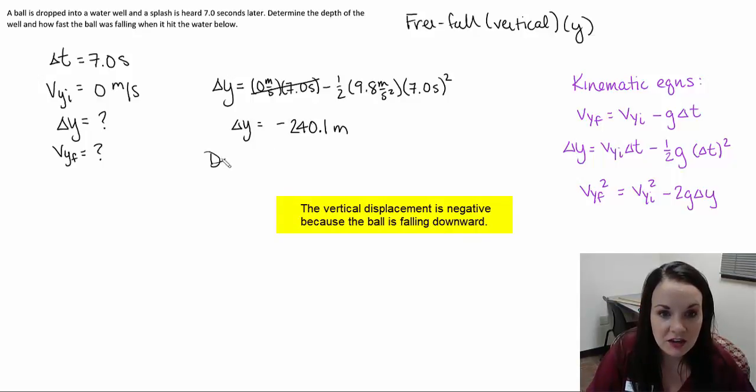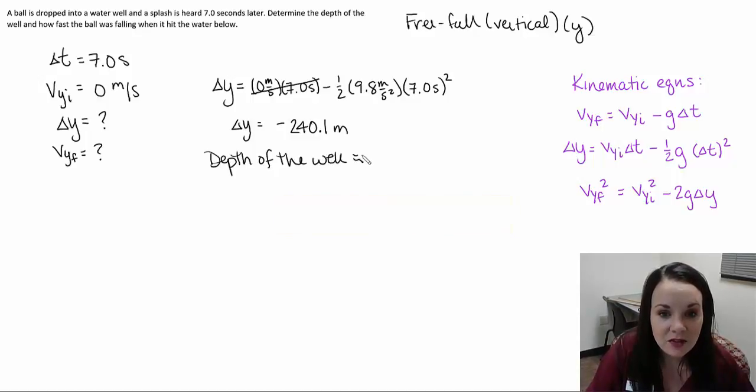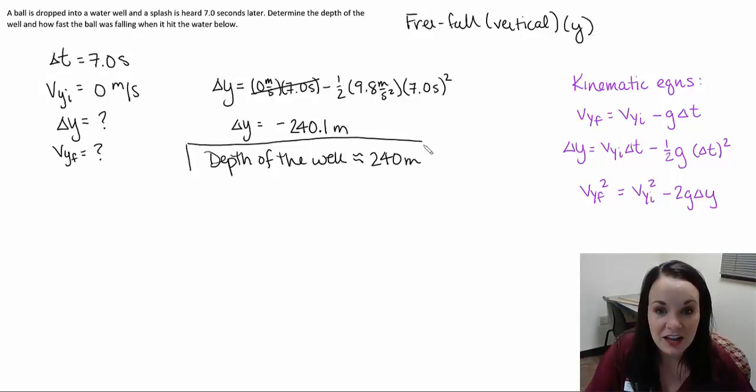But to answer the question, they just want the depth of the well. And so the depth of the well, we would say then, is about 240 meters because we would list a depth in positive meters. But keep in mind that the vertical displacement should be negative. So that's the answer to the first question.